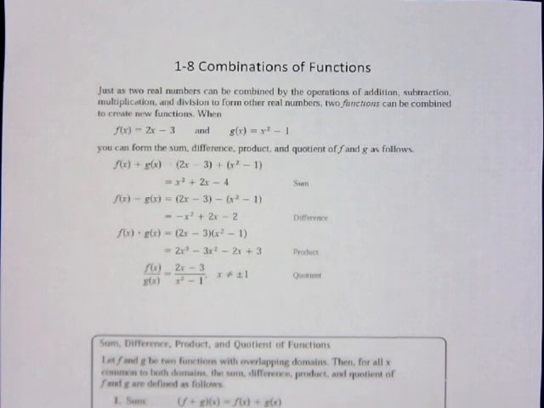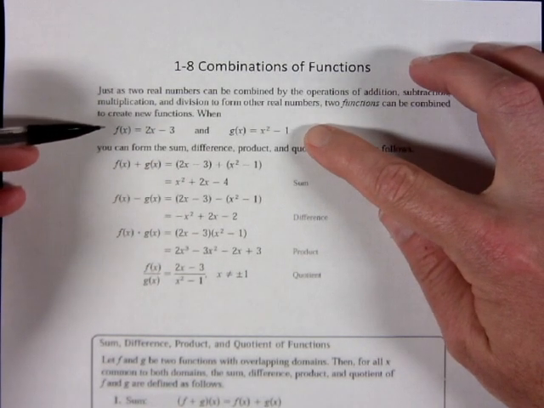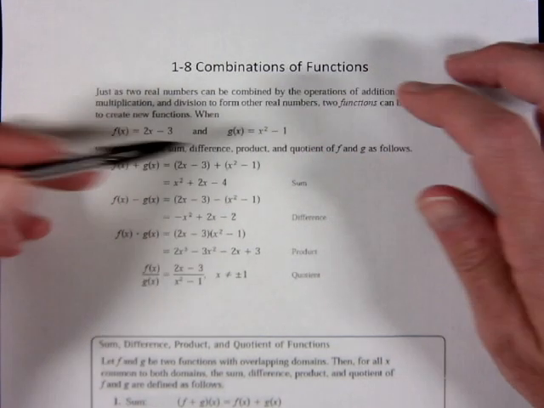Okay, in this section 1-8, we're looking at the topic of combinations of functions. Just like how you can add, subtract, multiply, and divide regular numbers, you can also add, subtract, multiply, and divide functions together to create a new function. So for example, let's consider these two functions. f of x equals 2x minus 3, g of x equals x squared plus 1.